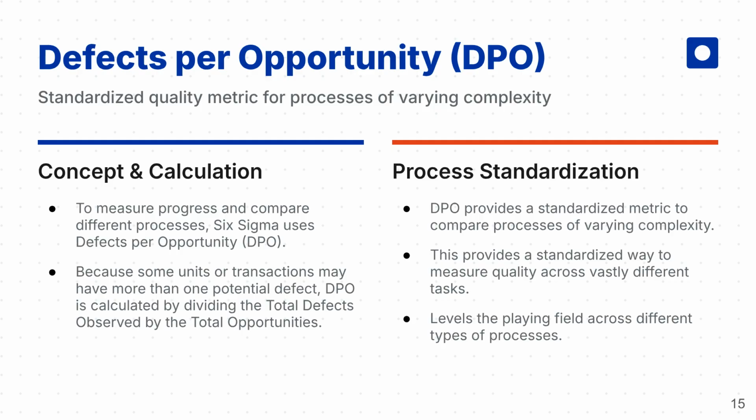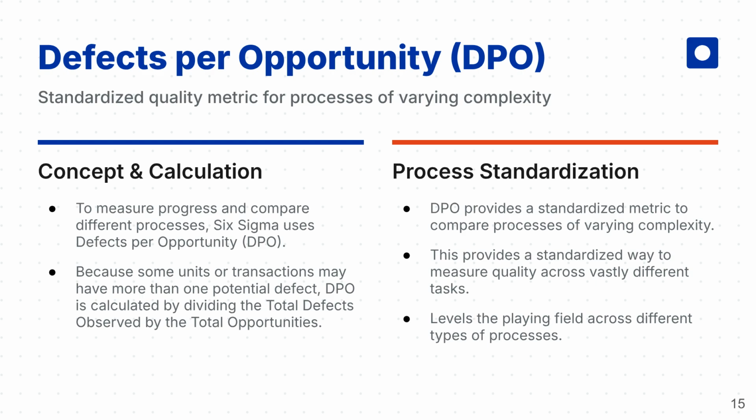Compare the quality of different processes fairly. Six Sigma uses a metric called defects per opportunity, or DPO. Simply counting the total number of defects is often misleading, because different processes have different levels of complexity. A process with more steps naturally has more chances for defects to occur than a simpler process. DPO solves this problem by measuring defects relative to the total number of opportunities for errors.